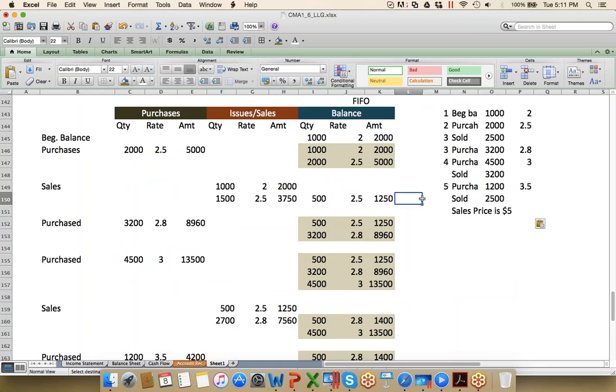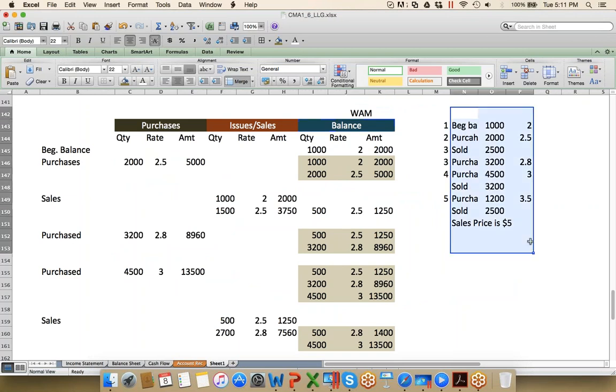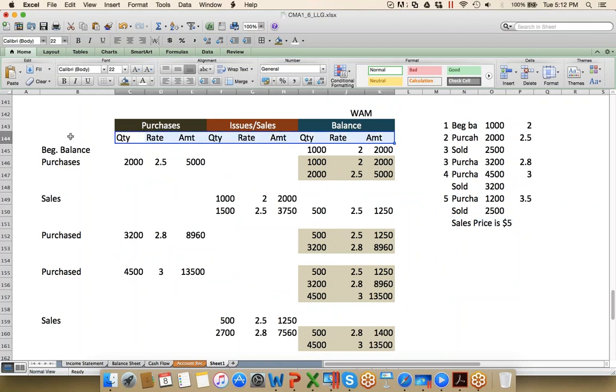Yep. So let us also learn the weighted average method of cost flow here. We learned so far FIFO, LIFO, first in, first out, last in, first out. This is the scenario. These are the dates, purchases, sales, and these are the rates, selling price. Quantity, etc. is recorded here. Opening balance, beginning balance on March 1st is 1000 units at the rate of 2.